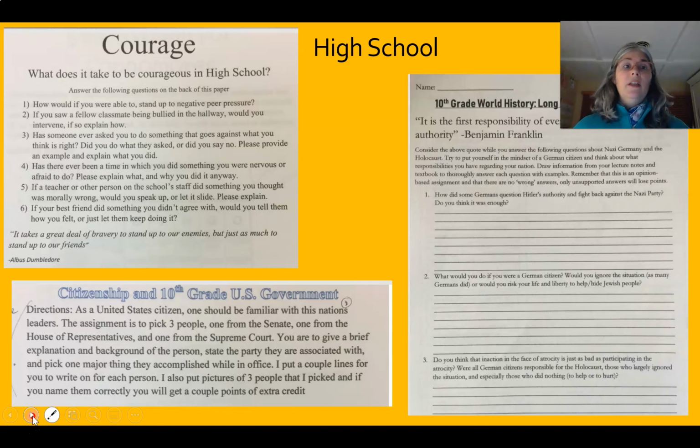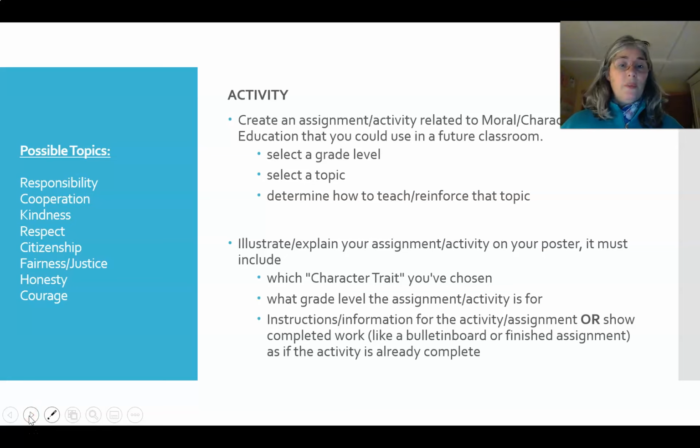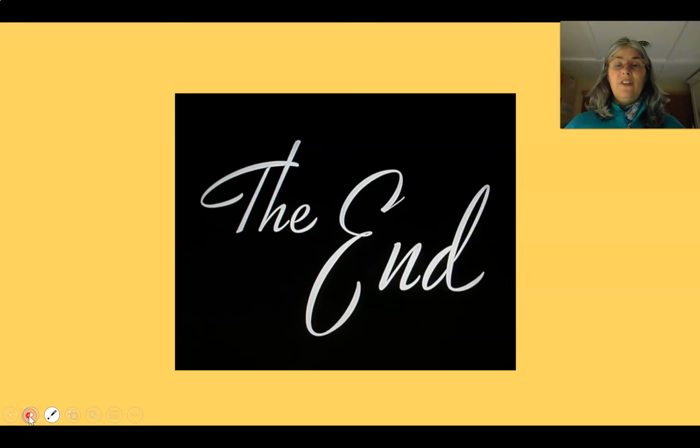And in high school, here we have talking about courage in connection to being a high schooler, citizenship for a government class, and then finally connecting it to world history through their review. And I love how for this 10th grade world history class, they start off with a great quote by Benjamin Franklin, but they're connecting it to World War II, which obviously is ripe for looking at moral dilemmas. All right, so again, do refer to Blackboard for the more details on this.